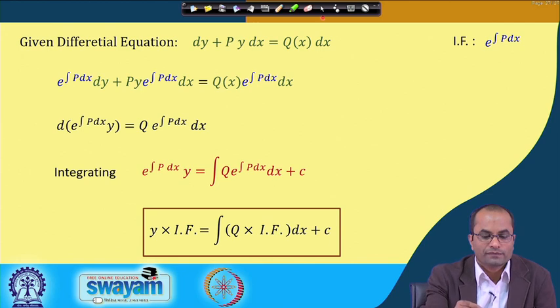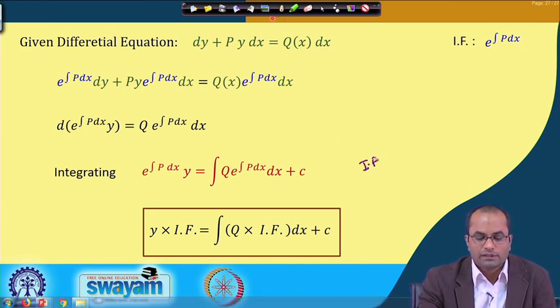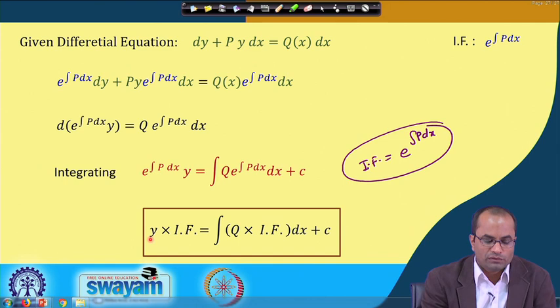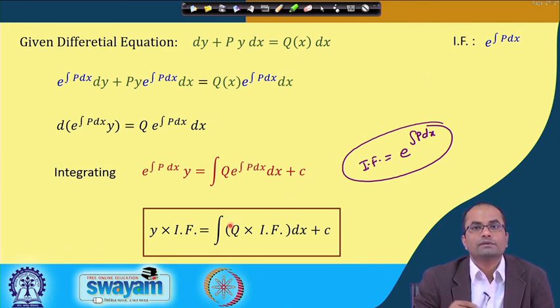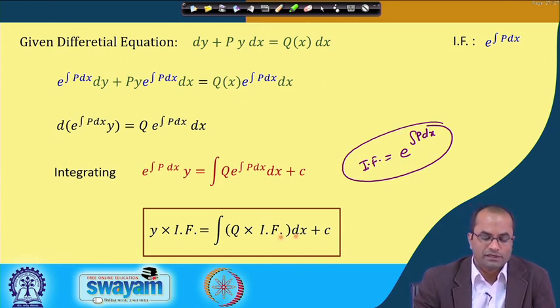And what is the integrating factor? This integrating factor is nothing but the exponential of integral p dx. So, with this integrating factor, we write y times the integrating factor is equal to the integral of q, the right hand side of the linear equation, times the integrating factor, integrated over x, plus one constant of integration c. This is the formula which can be used to get the solution of the linear equation. The q is already on the right hand side of the equation, and the p comes in the integrating factor, and then we can simply write down the solution of the differential equation.